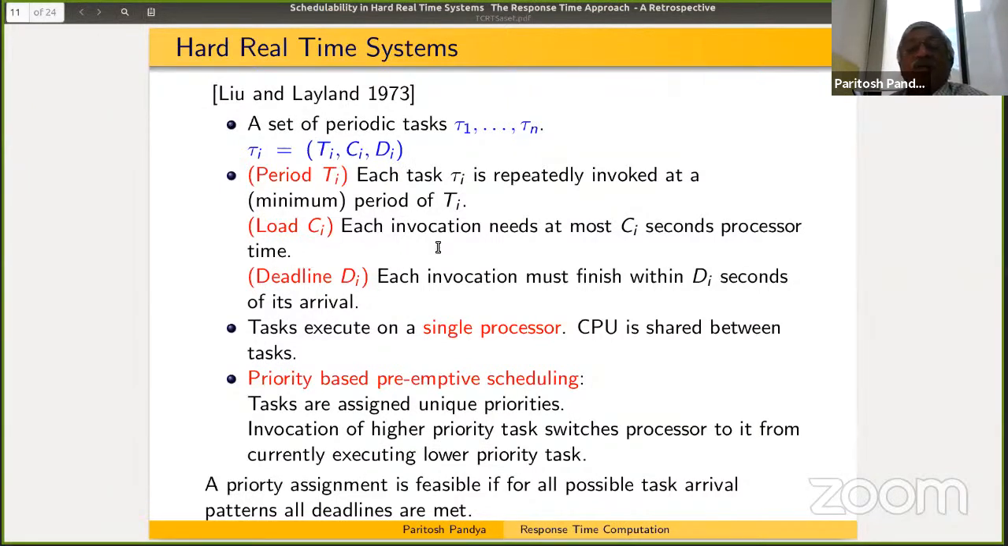Finally, the tasks execute on a single processor. So although there are these n tasks which are running periodically, you have only one computer. This single computer must somehow divide its time to do the activities of all these tasks. So the CPU is shared between tasks. And to give you an idea of that, let me go to the next slide.